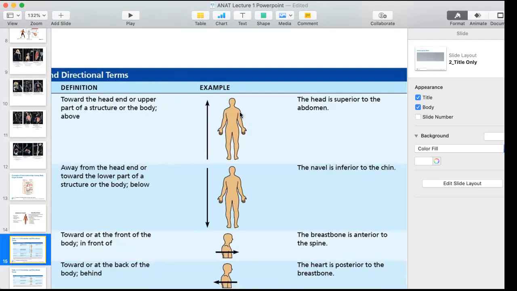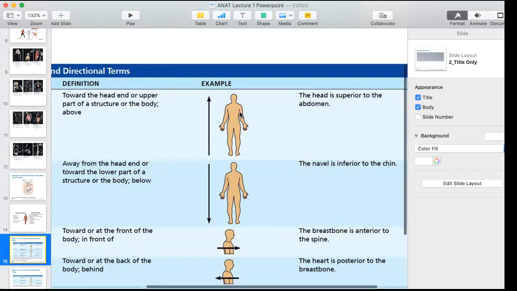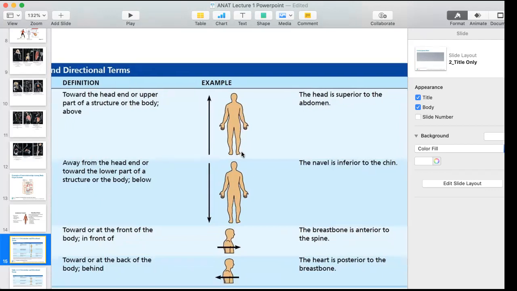We also can apply it to individual structures as well, but generally, to keep it simple, I keep it more toward the organismal level. So I'll say something like, the stomach is superior to the small intestines. Thus, the large intestines is inferior to the heart.